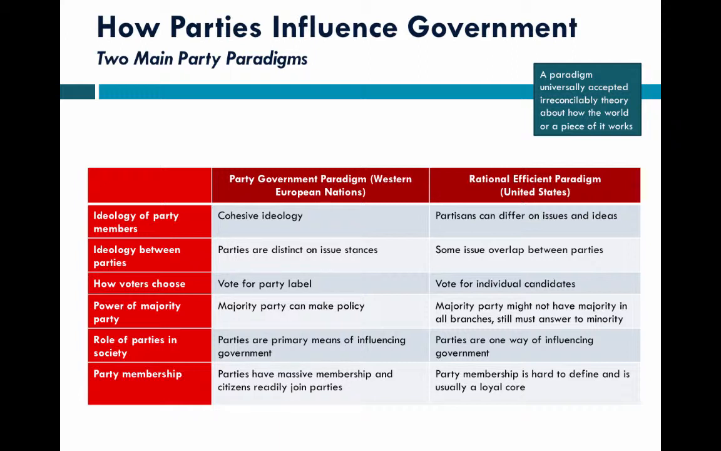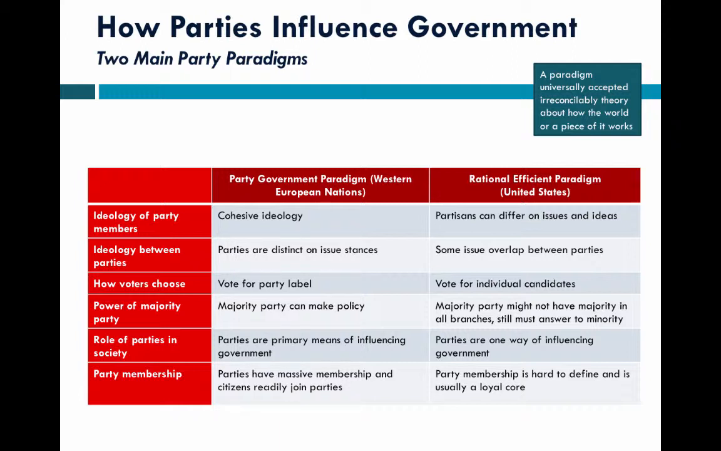In terms of ideology of party members, parties in the party government paradigm are very cohesive in terms of ideology. But partisans may differ on issues and ideas in the rational efficient paradigm. In the rational efficient paradigm, the reason why there is this difference is that parties are a collection of people that have similar but not the same views, and so there's a broad spectrum of acceptable behavior within each party.